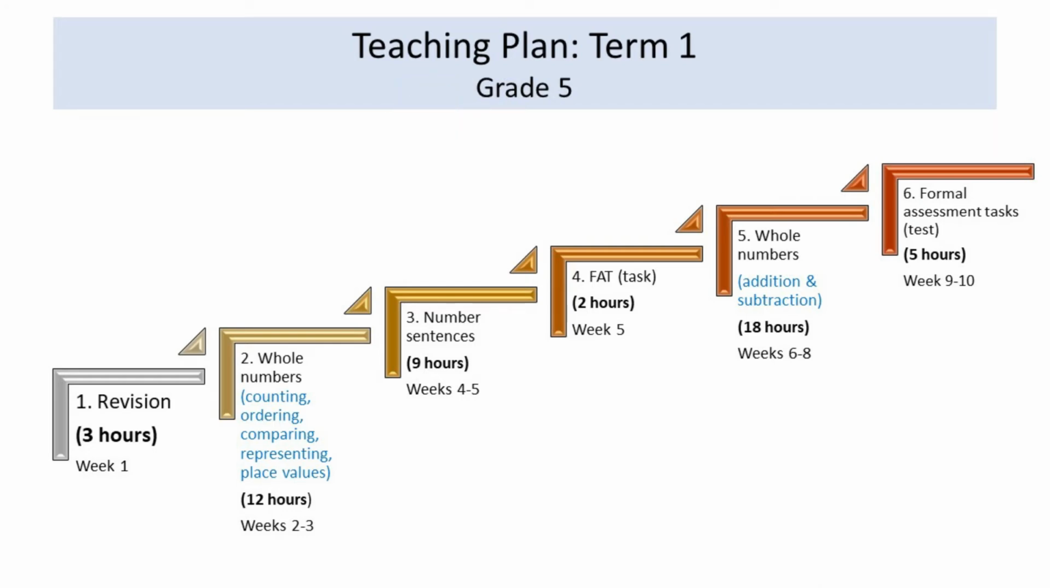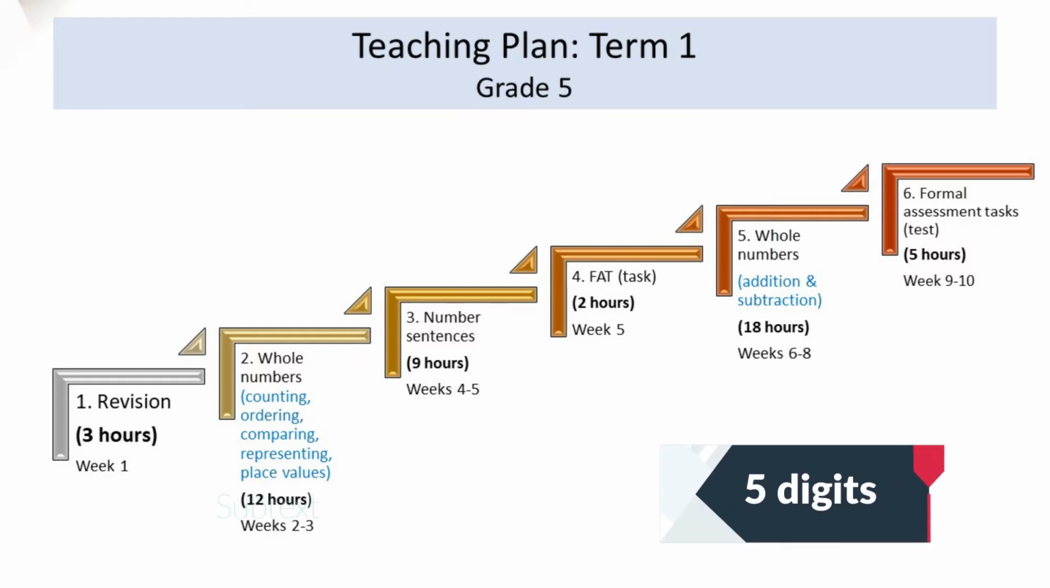In grade 5, there are 6 topics that need to be taught in Term 1. These are essentially the same as those taught in grade 4. Revision, whole numbers, number sentences, an assignment for the first formal assessment, whole numbers, which are addition and subtraction, but here revision is incorporated into the time allocated for the formal assessment in week 10. An important difference is the number range to be used when doing whole number calculations. This has been extended to 5-digit numbers.